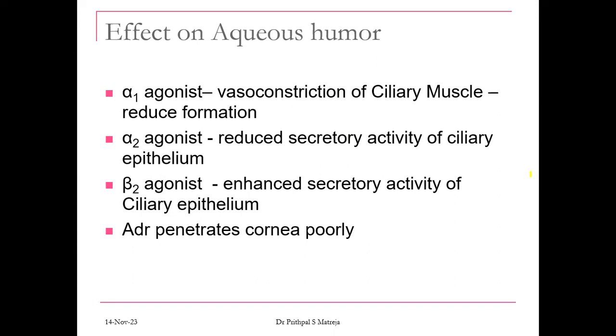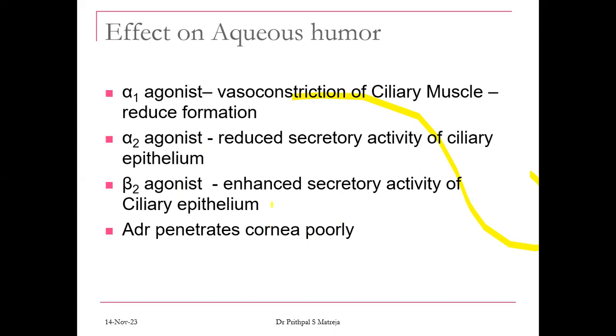Effect on the aqueous humor: we have alpha 1 receptor, alpha 2 receptor, and beta 2 receptor. In the alpha 1 receptor, there is vasoconstriction of ciliary muscles, thereby reducing the formation of aqueous humor. The alpha 2 is responsible for negative feedback. It reduces secretory activity of ciliary epithelium, whereas beta 2 acts in the opposite direction of alpha 1 receptors, causing enhanced secretory activity of ciliary epithelium.